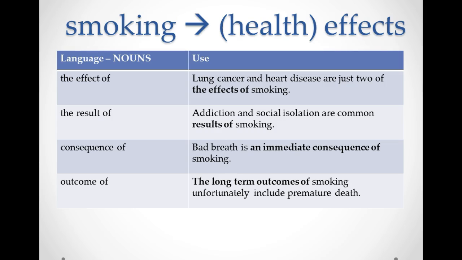Let's look at nouns. We did verbs, we did connectors, and here are nouns. The effect of, the result of, a consequence of, an outcome of. Notice I said a consequence of and an outcome of, or you can use the, it doesn't matter. I just put the here to remind you about the article.